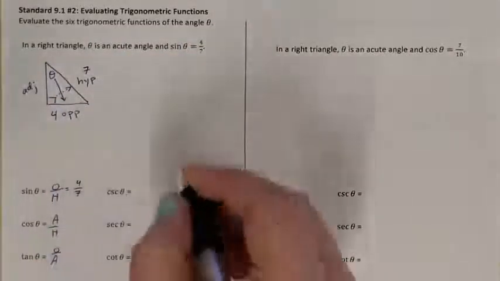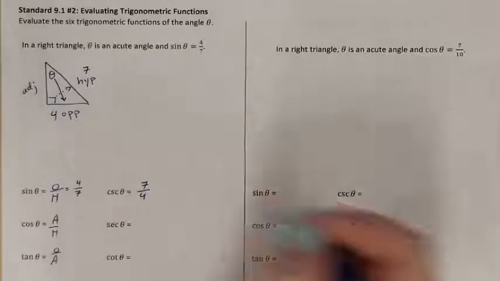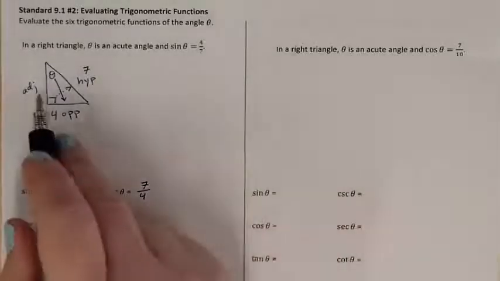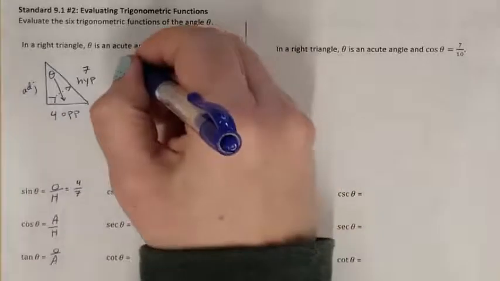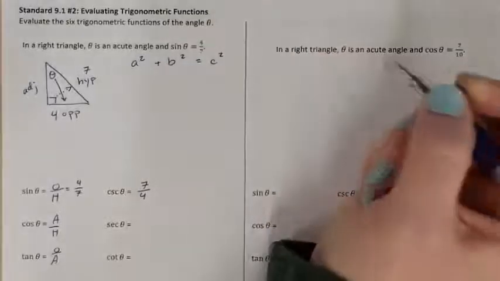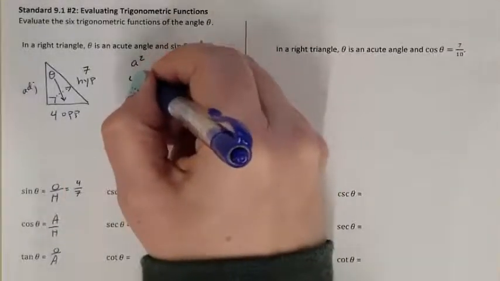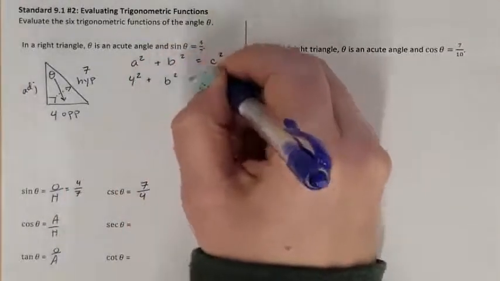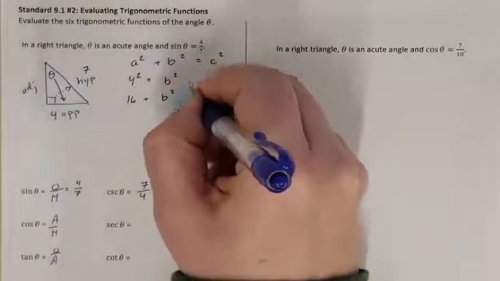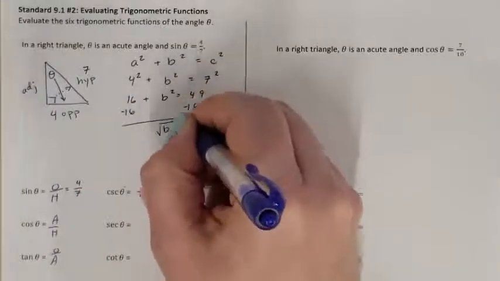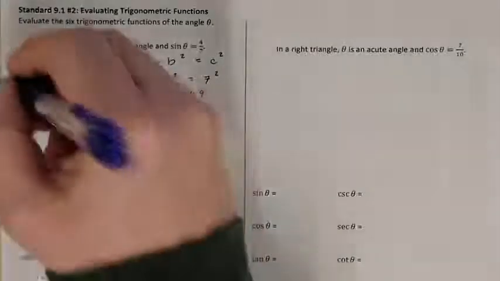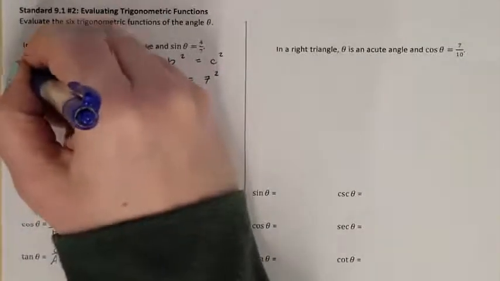If I know sine, that means I also know cosecant, so this is just 7 over 4. Well, now I need to find the other 4. I don't know the other 4 because I'm missing adjacent. Because it's a right triangle, we are able to do a squared plus b squared equals c squared. I know one of the legs. I need to find the other leg, and I know the hypotenuse. Let's go ahead and solve. So b is the square root of 33. So this is the square root of 33.